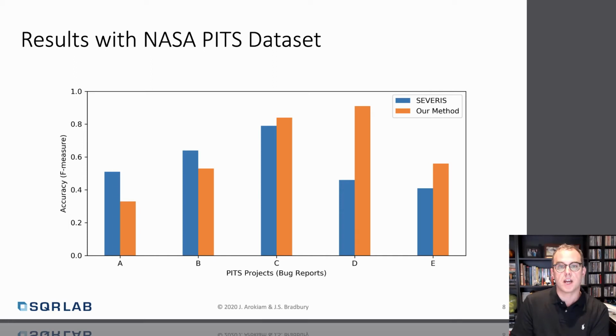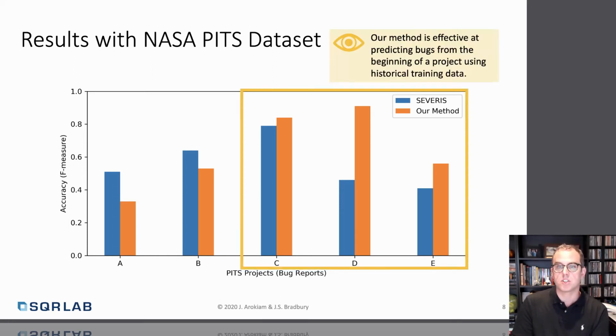From this first bar graph, you can see that our approach outperformed Severity in 3 of the 5 PITS projects, despite Severity being trained on data from those same projects. Furthermore, our method is effective at predicting bugs from the beginning of the project's history as opposed to from after the training has been completed.